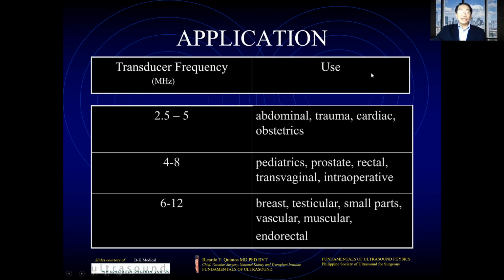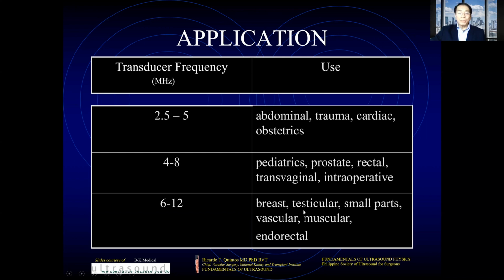So as for applications, the transducer frequency you will choose to procure, if you're going to use it for abdominal, trauma, cardiac, obstetrics, you will want transducer frequencies in the 2.5 to 5 megahertz range. If you're going to use it for pediatrics, prostate, rectal, transvaginal, intraoperative ultrasound, you usually use a higher transducer frequency of 4 to 8 megahertz.